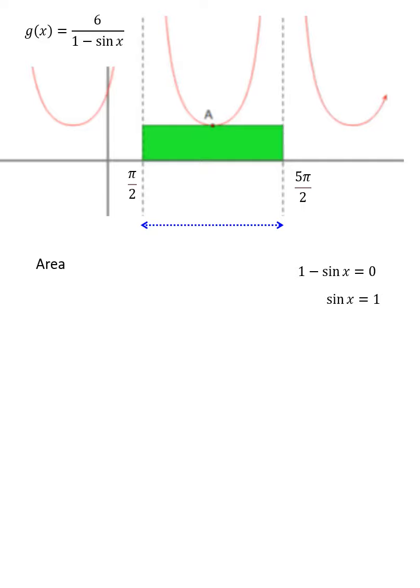I want the distance between them, of course, which is the base of my rectangle. And so if I subtract 5 pi over 2 minus pi over 2, I get the width of my rectangle, which is 2 pi.